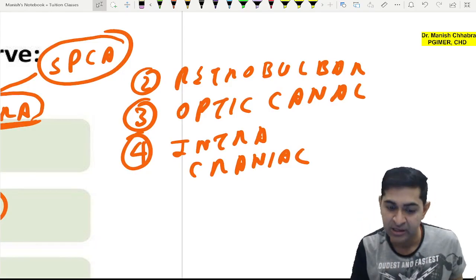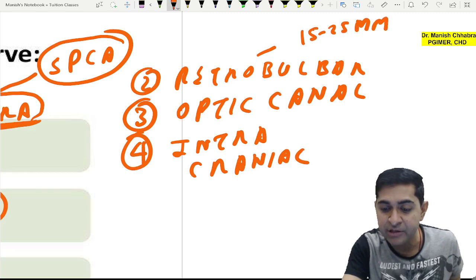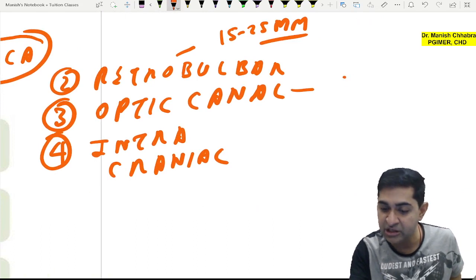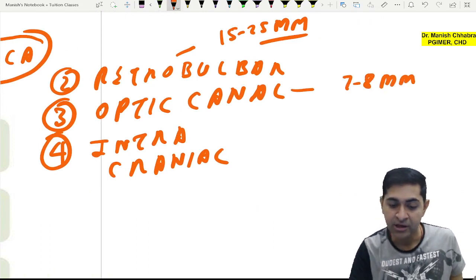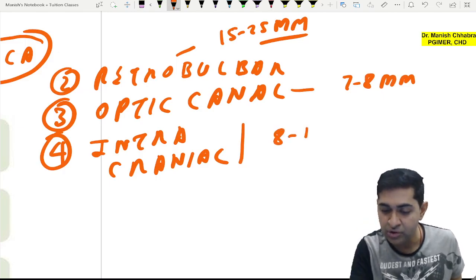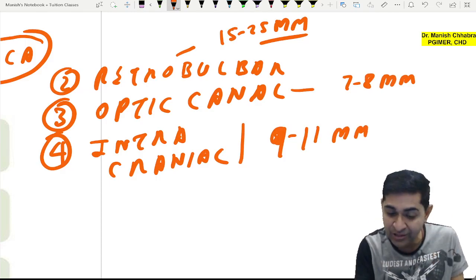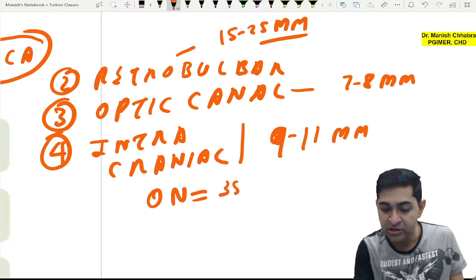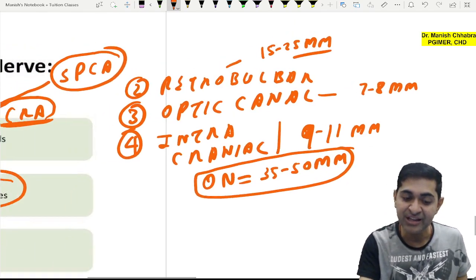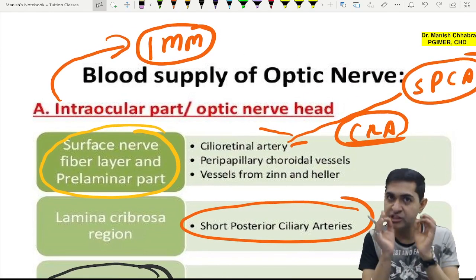The length of the optic nerve in the intraocular portion, or in other words the optic nerve head, is 1 millimeter. The retrobulbar part is nearly 15 to 25 millimeter. It varies from person to person. The optic canal part is nearly 7 to 8 millimeter, while the intracranial part is 9 to 11 millimeter. So the usual length of the optic nerve is 35 to 50 millimeter. But one thing remains constant, that is the intraocular portion of the optic nerve, which is the optic nerve head.